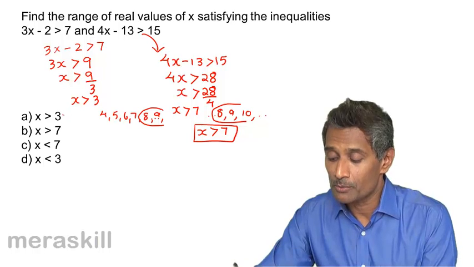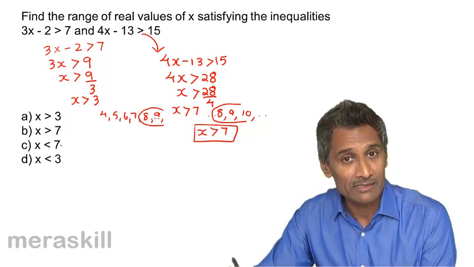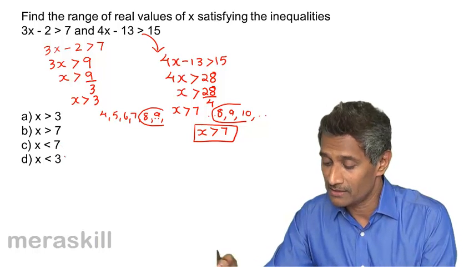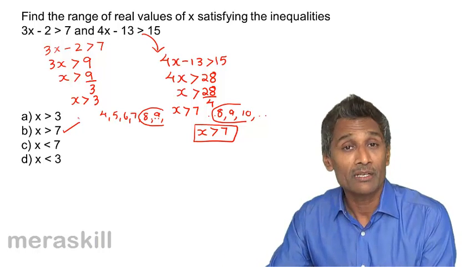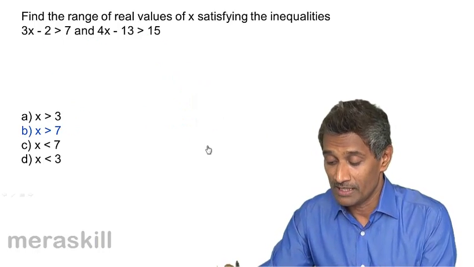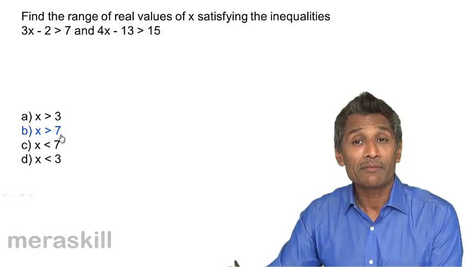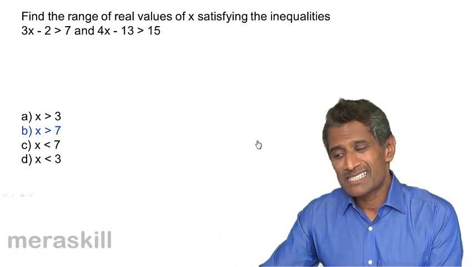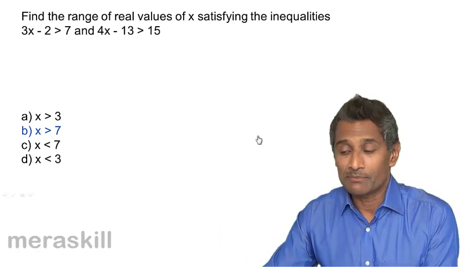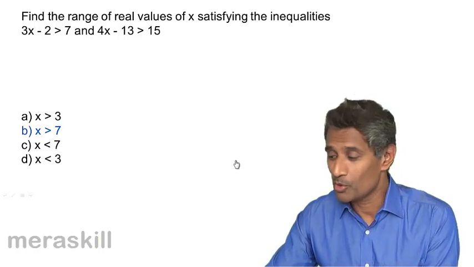So we have these options: x is greater than 3, x is greater than 7, x is less than 7, and x is less than 3. So apparently from here, this is the option. So let's check the answer. Yes, we have x is greater than 7. Very good. Now, let's take up more examples, since we seem to be getting an idea of how to go about solving. The best way is to practice more.